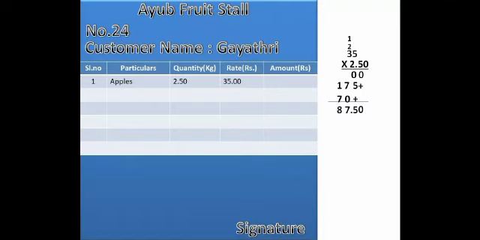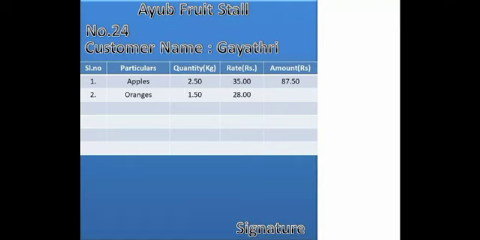Now after point there are two digits. So from the right side of the answer, you'll count two digits, that is 0 and 5. Then you will put the point. So the cost of 2.5 kg apples is 87 rupees 50 paise.